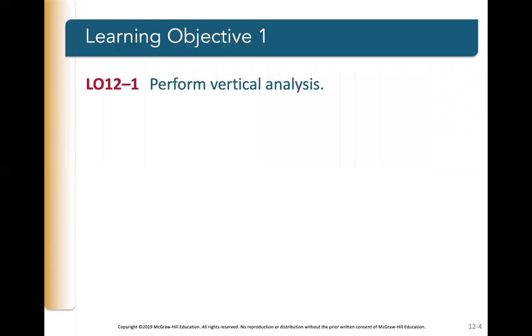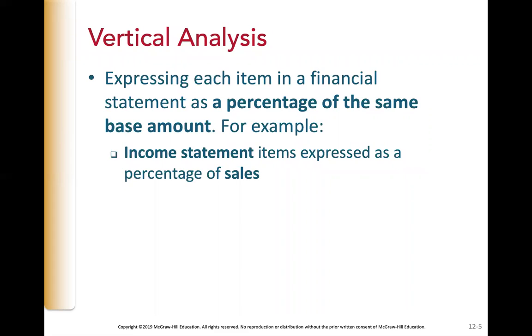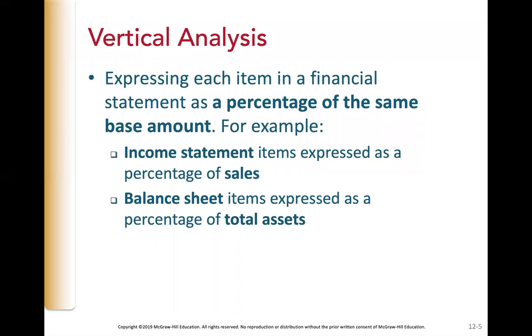Part 1 discusses performing a vertical analysis. In performing a vertical analysis, we express each item in a financial statement as a percentage of the same base amount. For example, on the income statement, you will express each item as a percentage of sales. Sales will be your base amount. On the balance sheet, items will be expressed as a percentage of total assets.